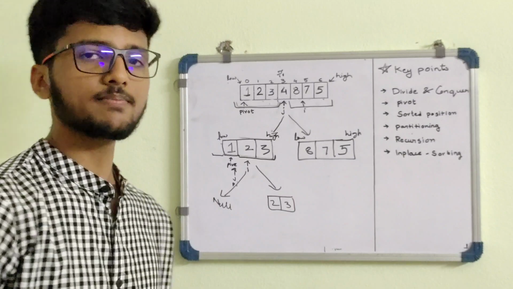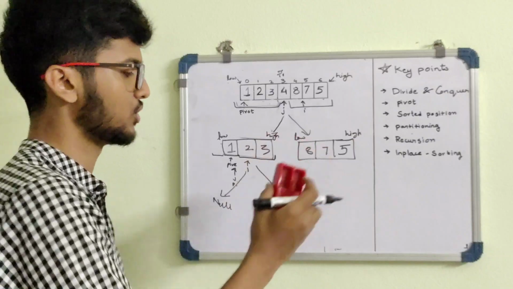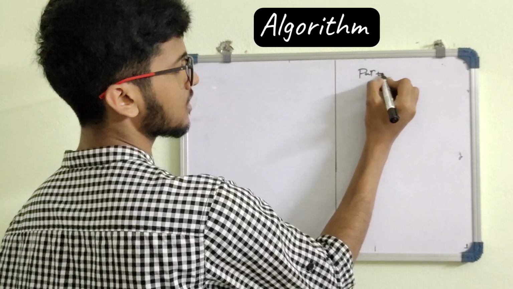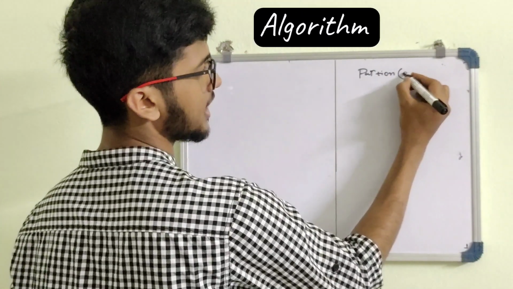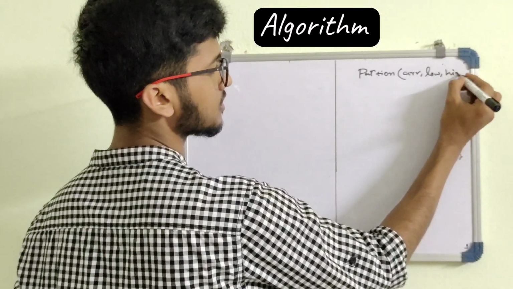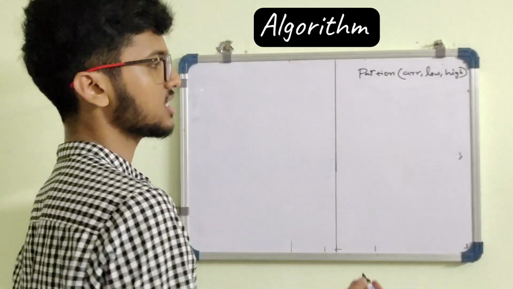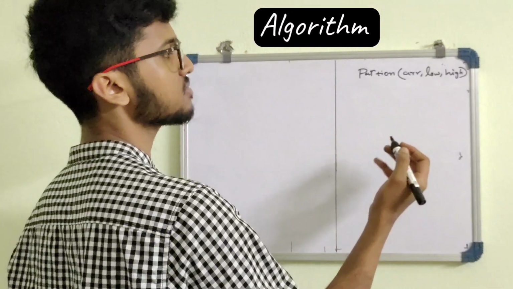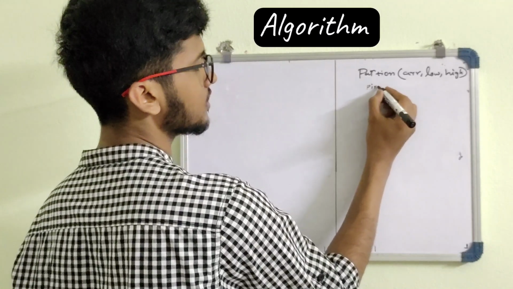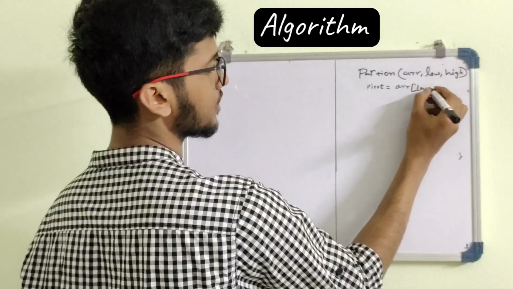So let's look at the algorithm and how it works. Whatever we discussed, let's write it as pseudocode. The partition method has an array as input argument, a lower bound and a higher bound. What we are doing in partitioning is selecting the first element as the pivot, that means the element at the lower bound. So pivot is equal to array at lower bound.